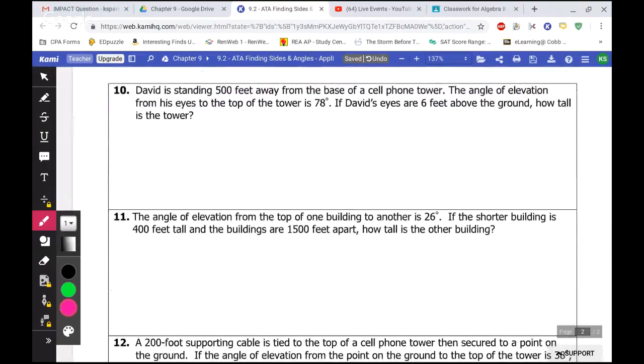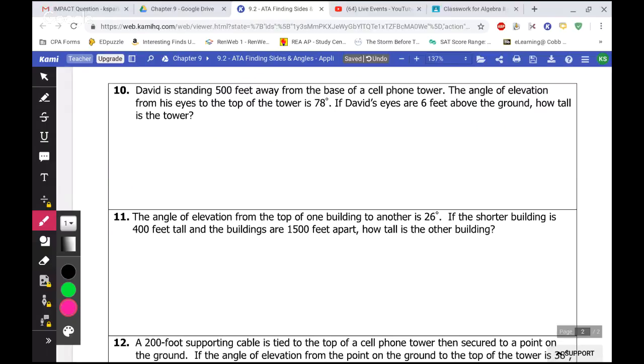All right. David is standing, and please, I'm not a very good drawer. So I'm just going to probably mostly make triangles or boxes. All right.